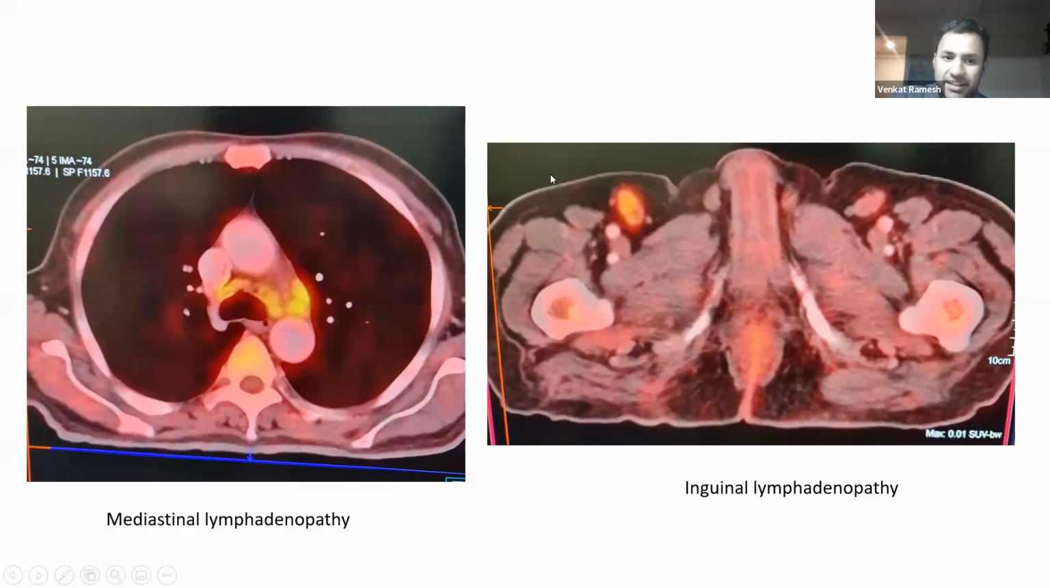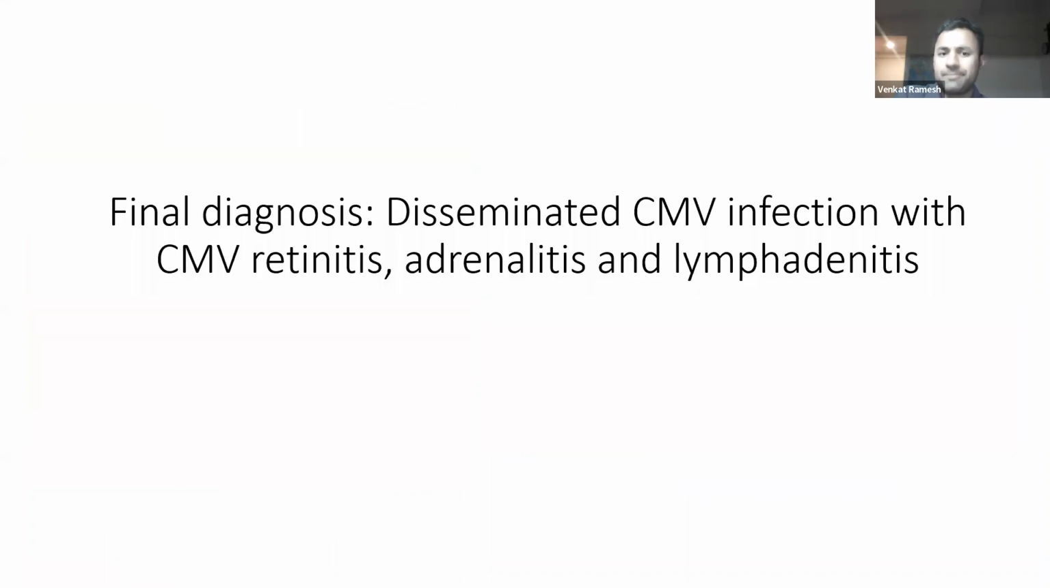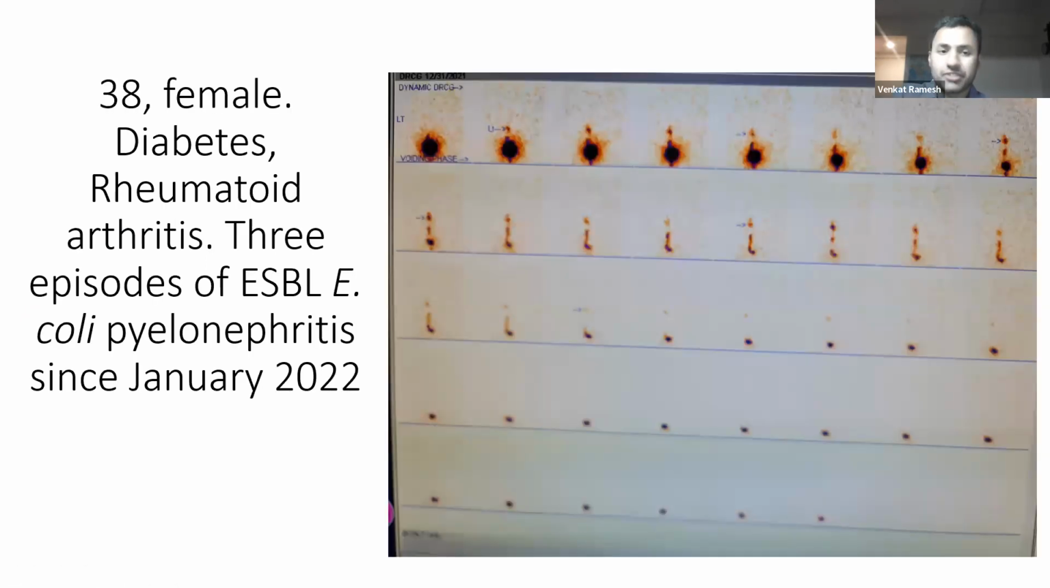So possibly adrenalitis is also due to CMV, although we did not get an adrenal biopsy done. But it would be reasonable to say that he has disseminated CMV with retinitis, adrenalitis, and lymphadenitis. He is presently on intravenous ganciclovir and recovering.